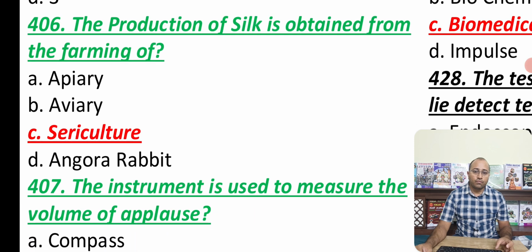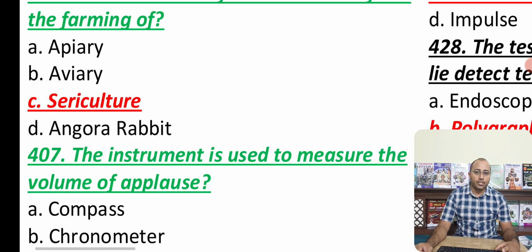The production of silk is obtained from the farming of sericulture. Very important. We should know about aviculture, vermicomposting, vermiculture, sericulture, aquaculture, pisciculture. These are all different cultures. Here, aviary means birds, apiary means honeybees. You know about the angora rabbit, from which we can take wool also. So the production of silk is obtained from the farming of sericulture, guys.